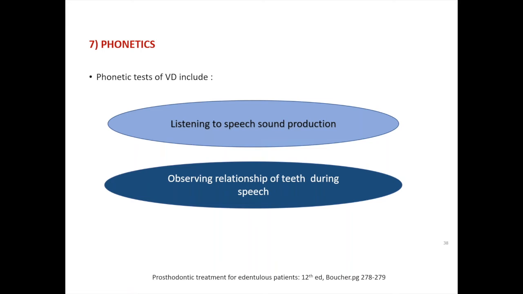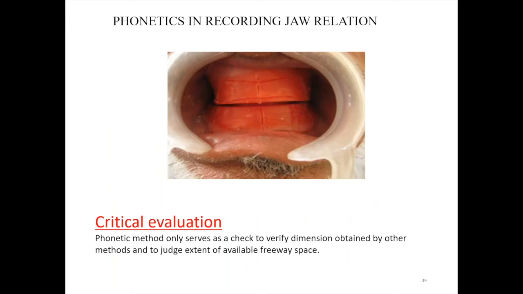Coming to phonetics, phonetic tests of vertical dimension include listening to the speech sound production and observing the relationship of teeth during speech. Phonetics in recording the jaw relations is also called the speaking method. Sibilant sounds like S and M are used. S is going to give the approximate closest speaking space, whereas M is going to give us the freeway space. Approximately 2 millimeters of space must be there between the two occlusal rims. Coming to the critical evaluation, it serves only as a check to verify dimensions obtained via other methods.